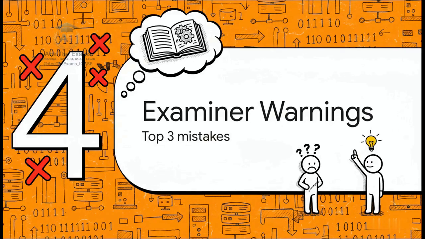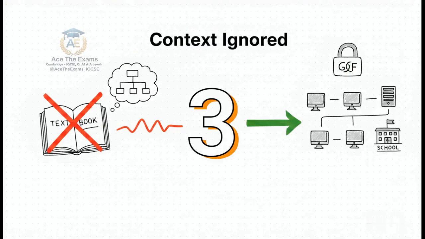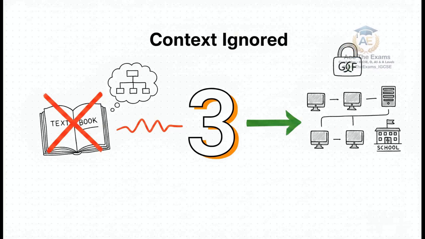Section 4. Top 3 Examiner Warnings. Listen closely here because this is where thousands of students consistently lose marks according to the principal examiner reports. Coming in at number 3 on the examiner's warning list, context ignored. This is when you provide generic textbook answers that are totally disconnected from the specific scenario given in the question.